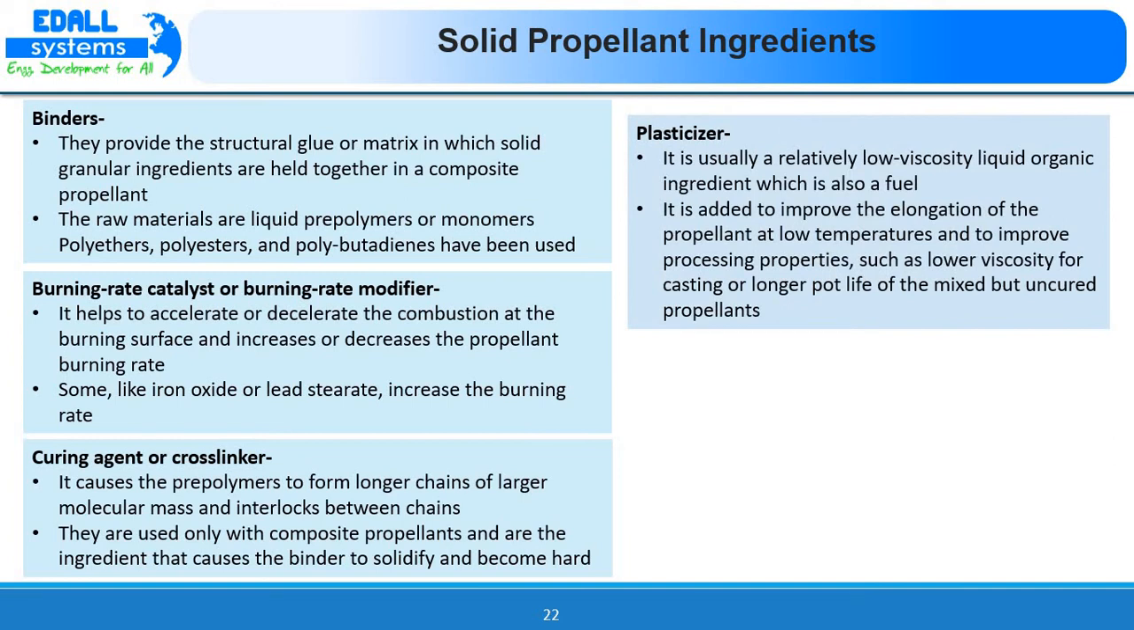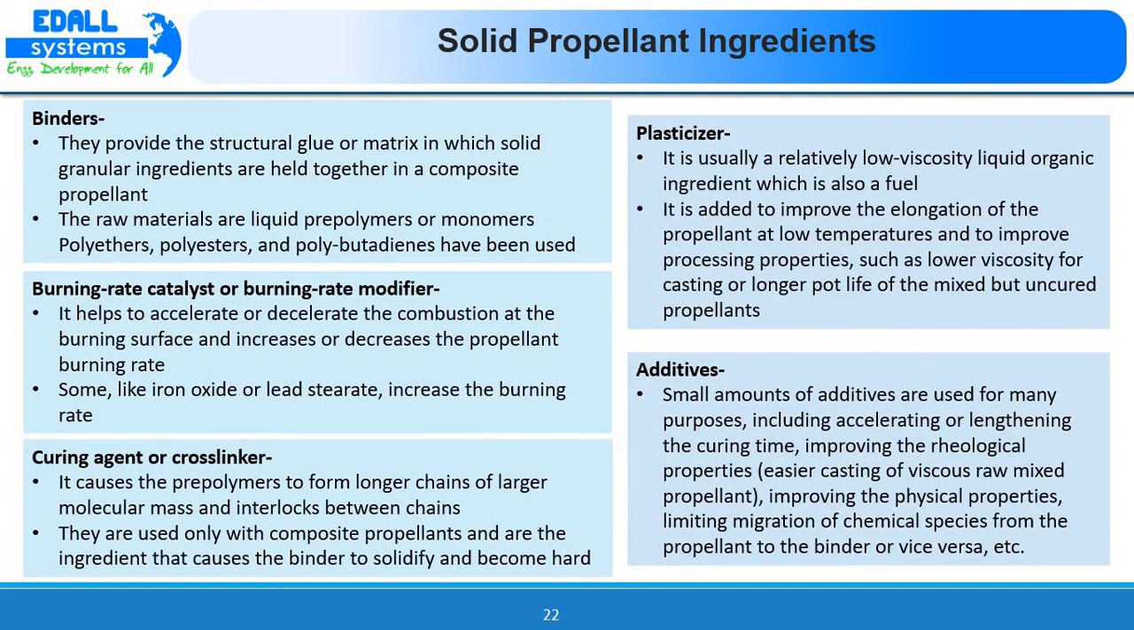Next we have plasticizer. It is usually a relatively low viscosity liquid organic ingredient which is also a fuel for some of the propellants. It is added to improve the elongation of the propellant at low temperatures and to improve processing properties such as lower viscosity for casting or longer pot life of the mixed but uncured propellants. Nitroglycerin is a plasticizer used in some propellants, which is also used as a fuel and to improve the elongation of propellants at low temperatures and the processing properties.